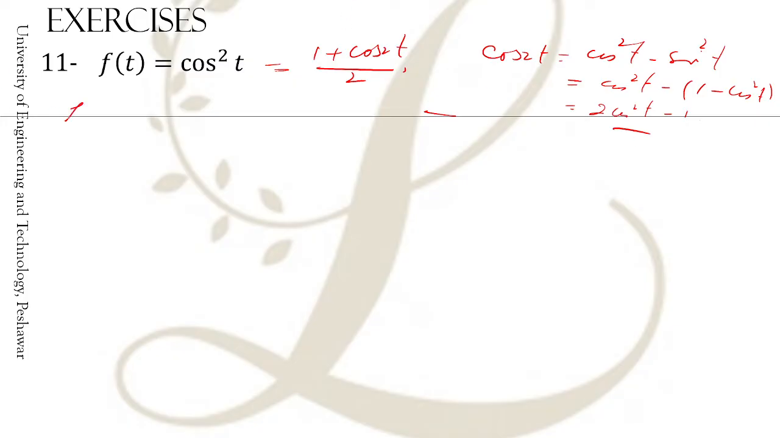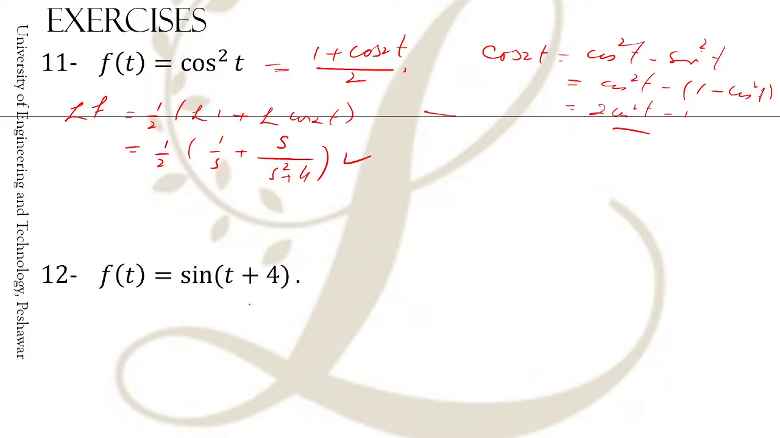So if it was sine square t, you would have written that as 1 minus cos 2t divided by 2. Right? So Laplace of f will be 1 by 2 times Laplace of 1 plus Laplace of cos 2t. You know Laplace of 1 is 1 by s, whereas Laplace of cos omega t is s divided by s square plus omega square. That's the Laplace transform of cos square t.